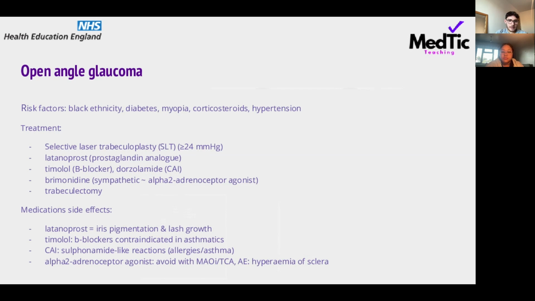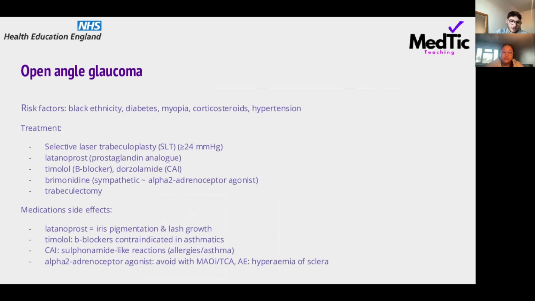Latanoprost, a prostaglandin analog, is usually first line. Timolol, which is a beta blocker. Dorzolamide, a carbonic anhydrase inhibitor, and brimonidine, an alpha-2 adrenergic receptor agonist. And you can do a trabeculectomy as well, which is a surgery to create a bleb, an alternative to again increase the outflow of aqueous humor.